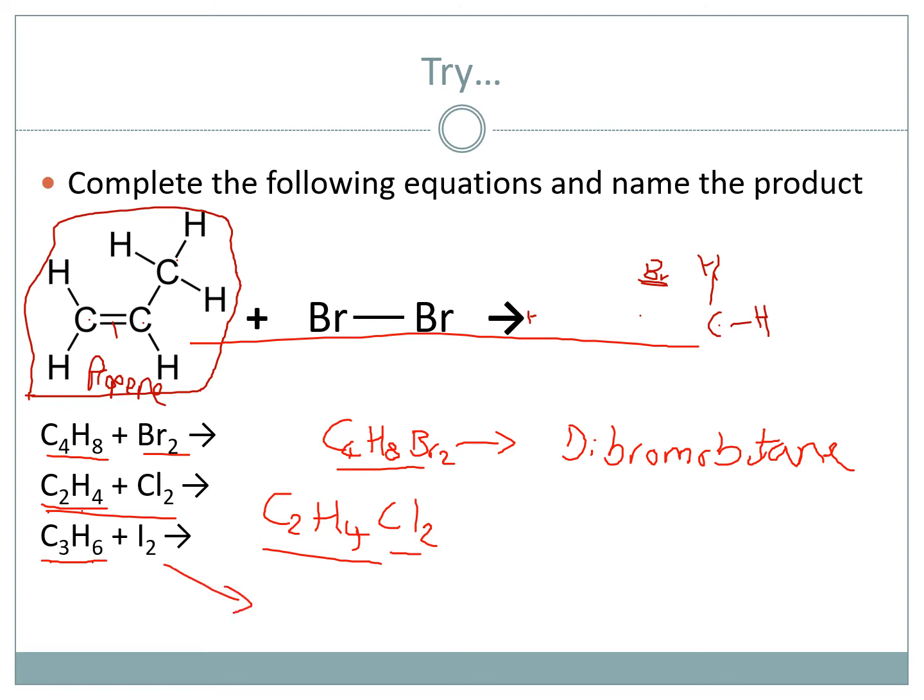And the last one is, well, it was propene, and it's going to have two iodine added. It's going to be C3H6I2, which is going to be diiodo. I didn't write down dichloro, did I? I said I was going to dispense with that. I might write down diiodo because that's going to be hard to spell. Diiodo, I-O-D-O. Diiodo. And then that's propane.